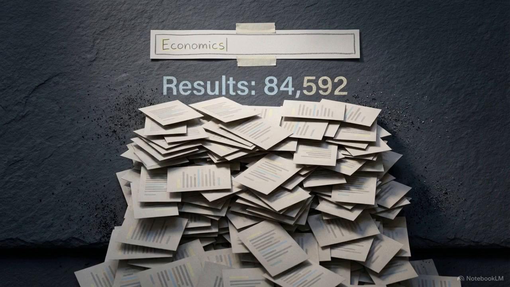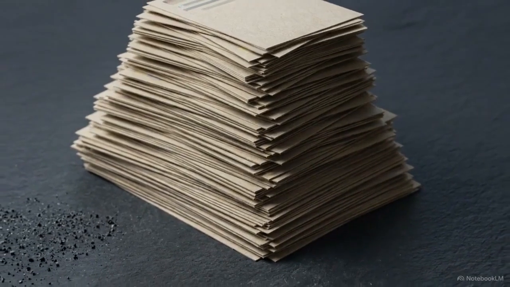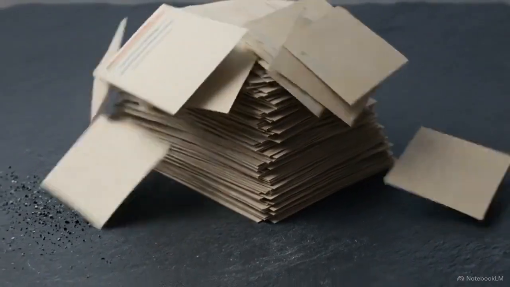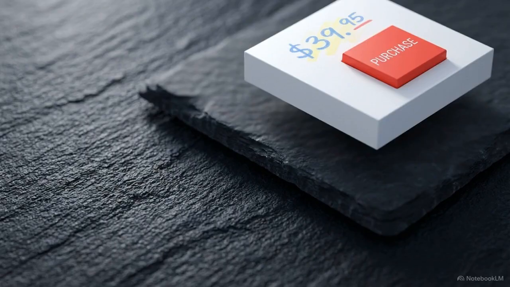Type a broad topic into an academic database, and you will likely receive tens of thousands of results. Attempting to read or even skim a fraction of these abstracts will cause your research process to collapse under the sheer volume of irrelevant data. If you manage to sift through the noise and locate the specific paper you need for your literature review, you often hit a second barrier. The publisher restricts access to the document behind a paywall, requiring a significant fee for a single article.